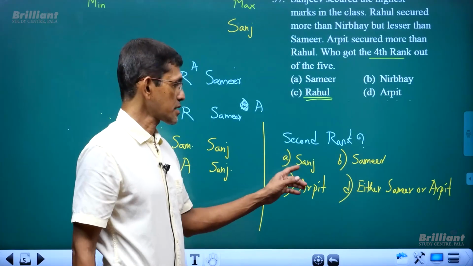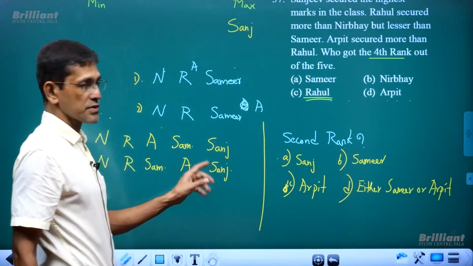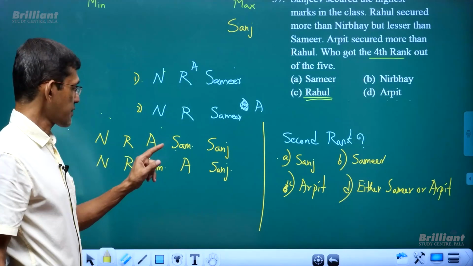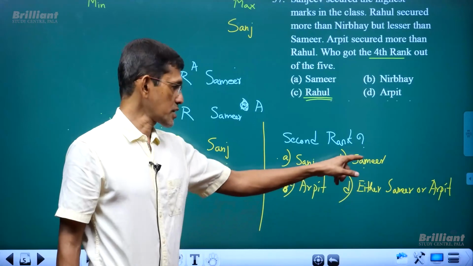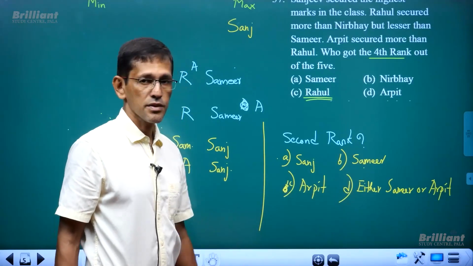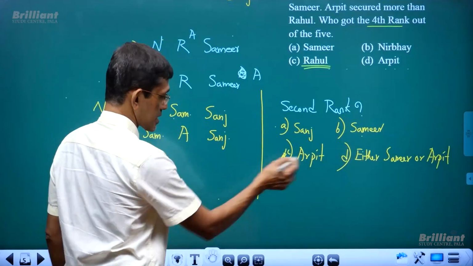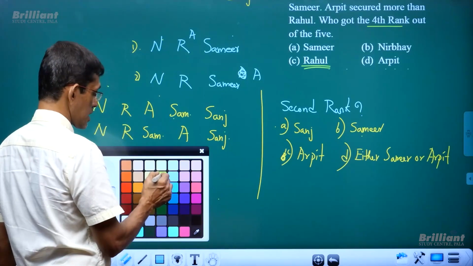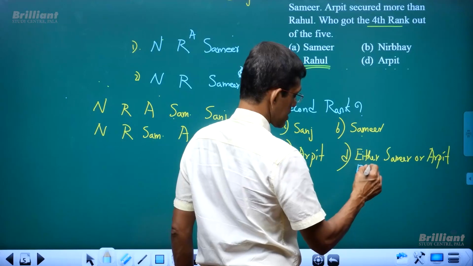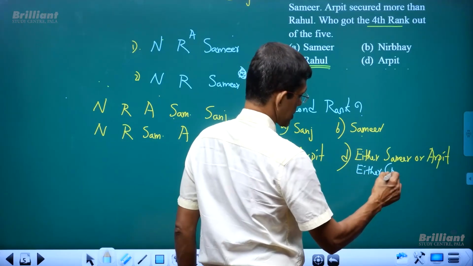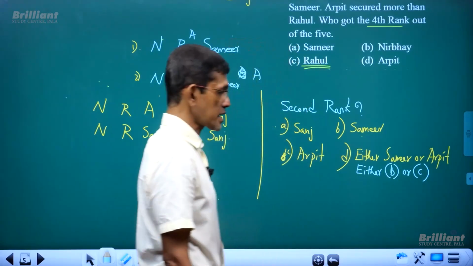Which one is the best answer here? Well, Sanjeev is not correct because for the second rank, it's not Sanjeev. Sanjeev got the first rank. And Samir, yes, in the first arrangement, Samir got the second rank, and in the second arrangement, Arpit got the second rank. So there are two possibilities: either Samir or Arpit. Sometimes the answer choice may be given in a slightly different way. Usually, instead of either Samir or Arpit, they may give something like either B or C. That means either answer choice B or answer choice C.